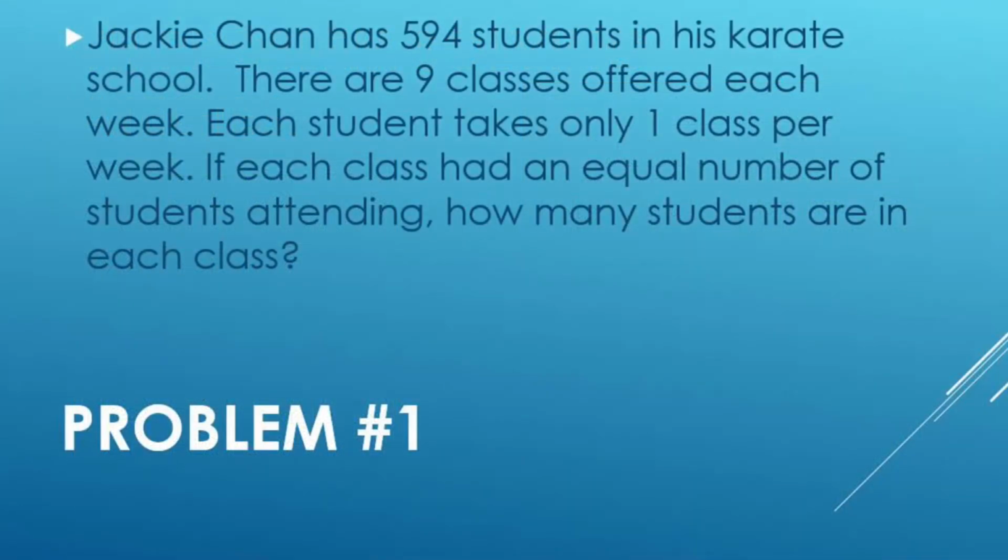Problem number 1 reads, Jackie Chan has 594 students in his karate school. There are 9 classes offered each week. Each student takes only 1 class per week. If each class had an equal number of students attending, how many students are in each class? I want you to reread this problem. Then, if you need to, go back to the previous slide showing the key words to help you determine what operation you should be using to solve this question.